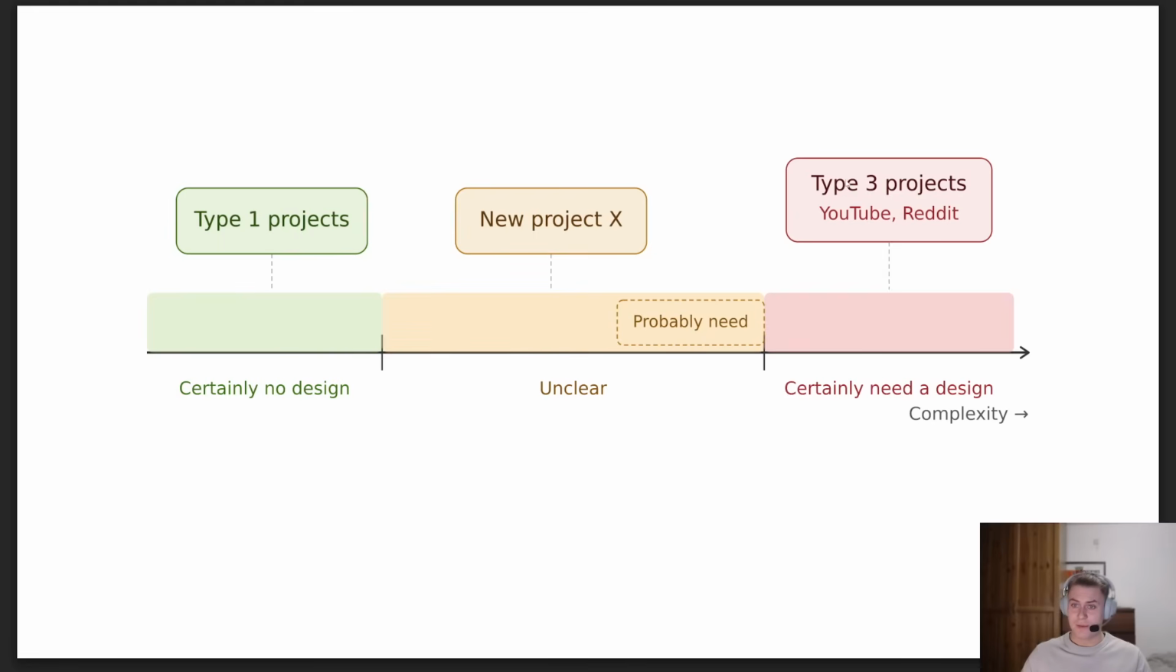On the right, you have type 3 projects, where you have things like YouTube and Reddit that certainly need a design. And then in the middle, you have the unclear part.